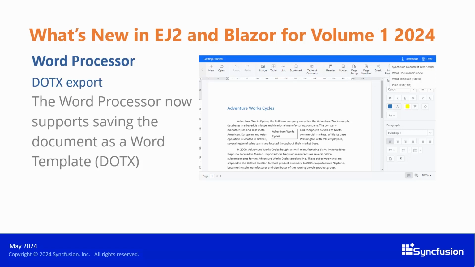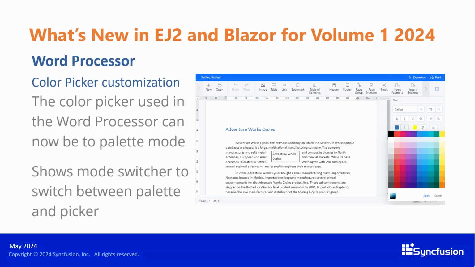The word processor now provides support for saving the document as a Word template, that is .x format. .x files are template files that are used in Microsoft Word to create documents with predefined formatting and styles. The next update in the word processor is in Color Picker. Now you can customize the appearance of the color picker with the mode switcher to switch between the picker and the palette.